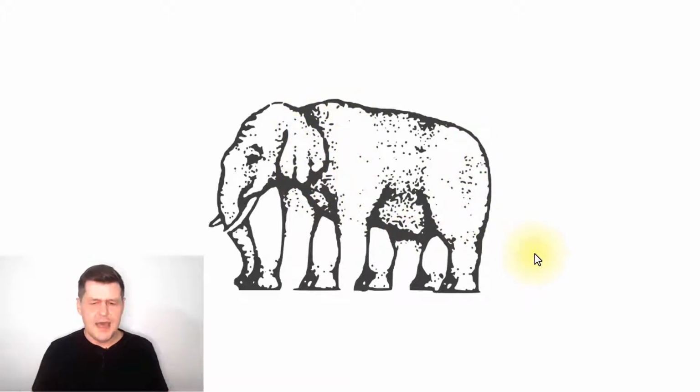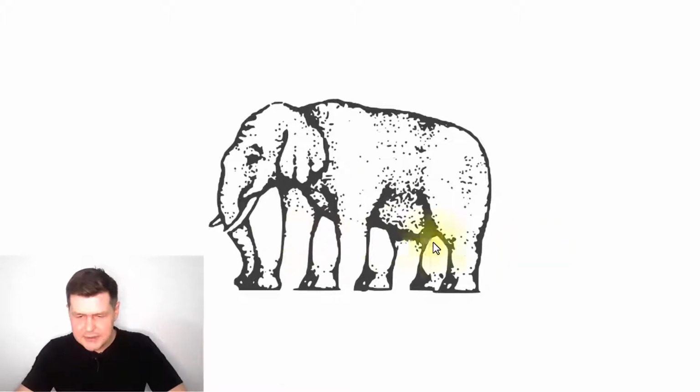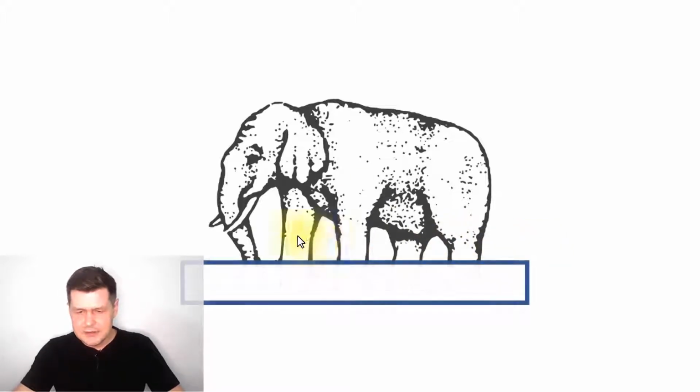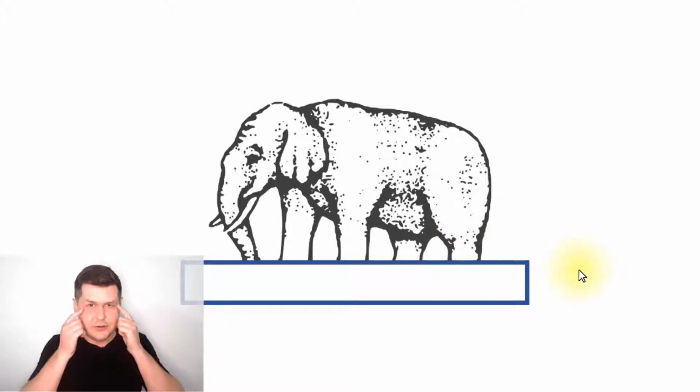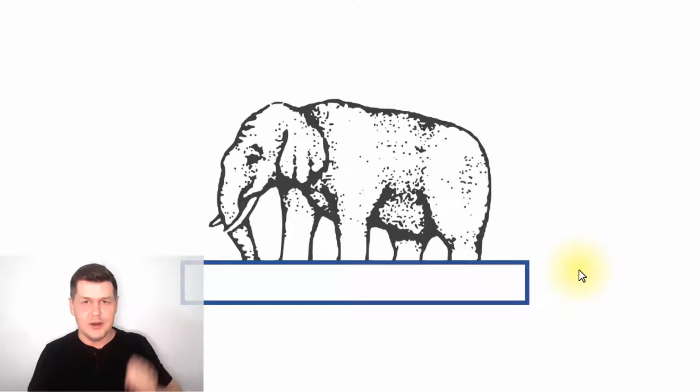But then, how many legs does the elephant have? And how many feet does it have? So first, let's look at this part. So let's just look here at the legs, and let's count the legs. So how many legs does it have? There is 1 leg, 2 legs, 3 legs, 4 legs. So the elephant has 4 legs. It looks like the elephant has 4 legs.